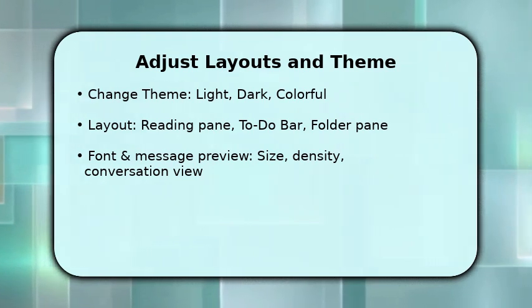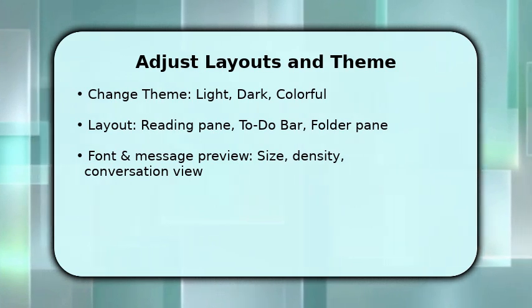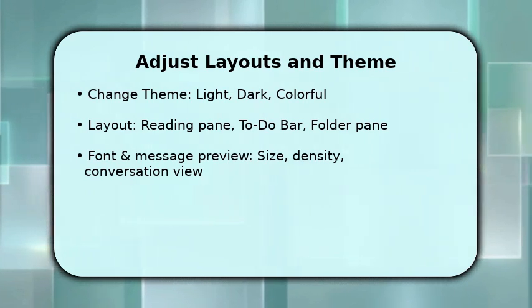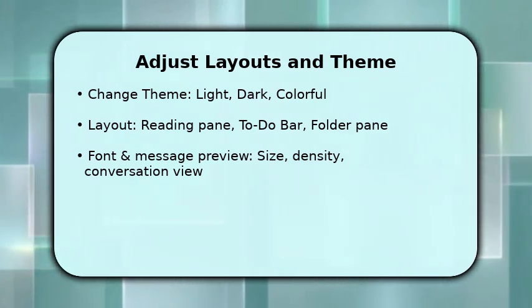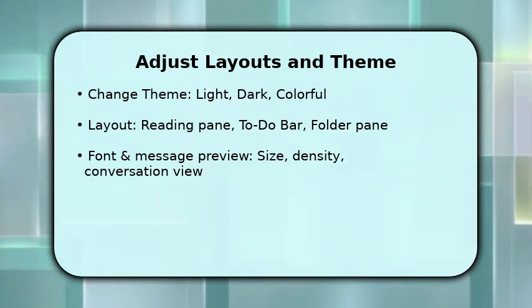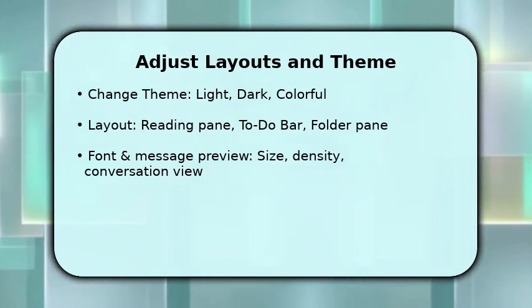Then change Layout. Show or hide the reading pane, to-do bar, and folder pane to optimize focus versus context. Also set message density and preview lines, and change the default font for composing so messages look consistent. Once these are set, review how mail list spacing and conversation view affect scanning speed.